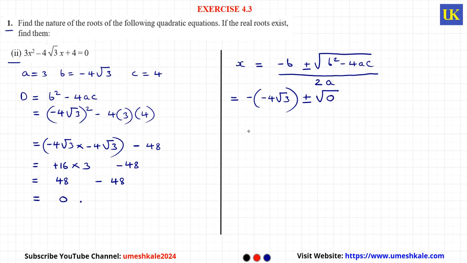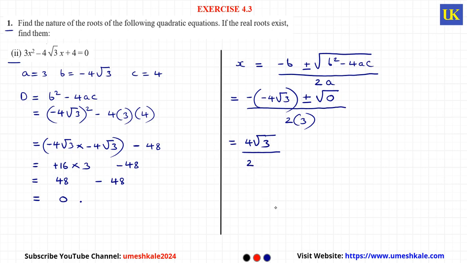No need to find it once again and show. We have already calculated it. Just directly write the answer. So 2 into a is how much? A is 3, so it is equal to minus minus, which will become plus. So 4 root 3 divided by plus minus under root 0, which means it is 0 only, and leave it.